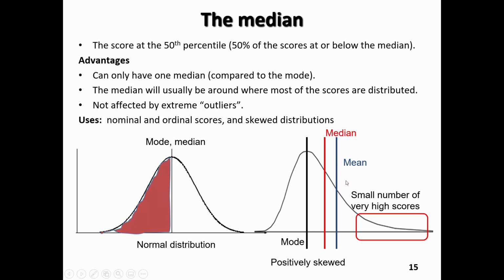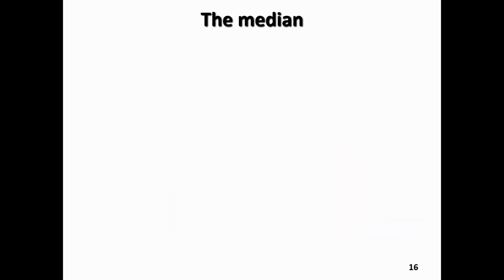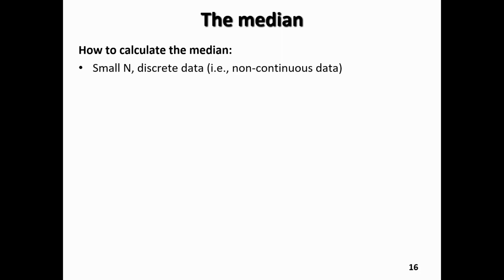And so we call this distribution here positively skewed because this very small number of high scores will skew the average or the mean in the positive direction. So a small number of scores will have a significant effect on the average, but will not affect the median value. And the median value can be calculated simply as a process for looking for the middle score.